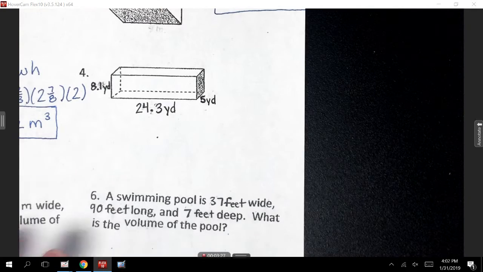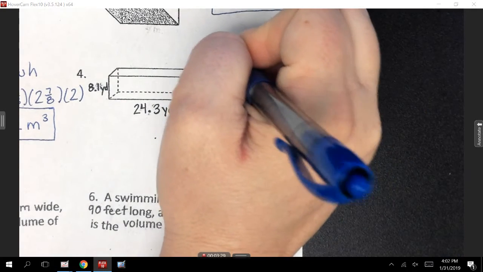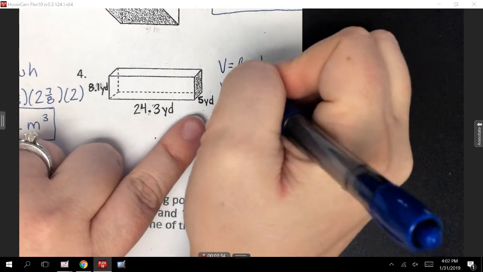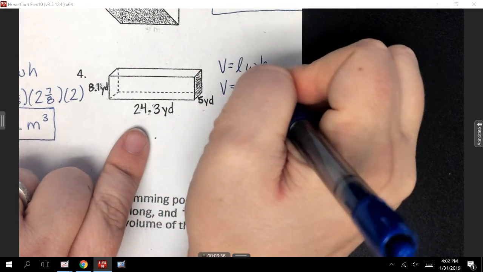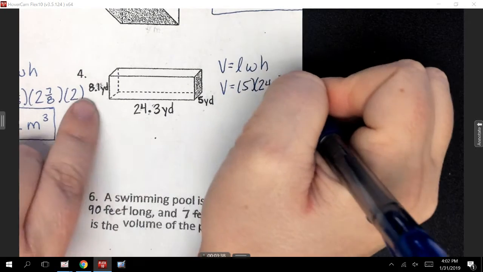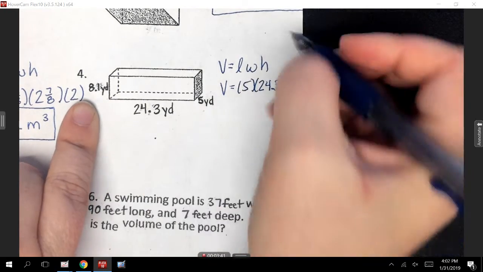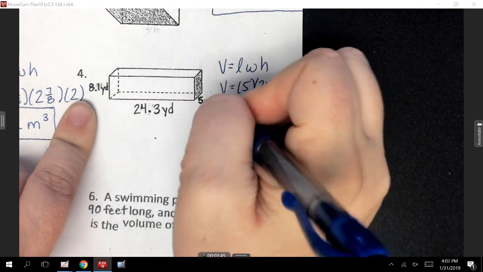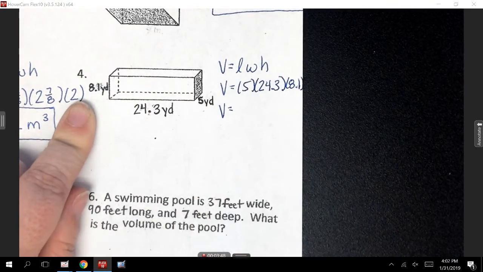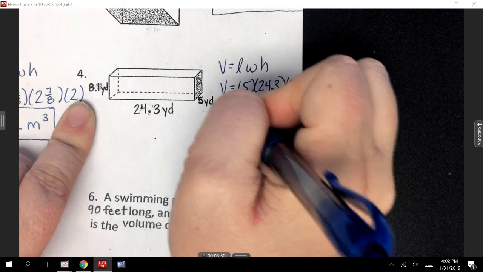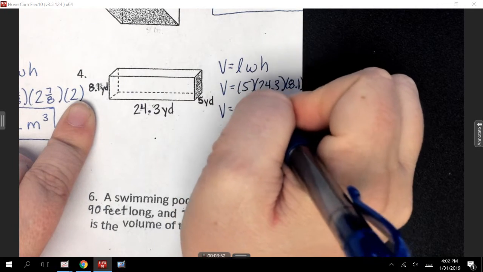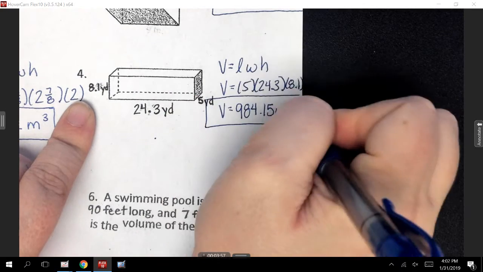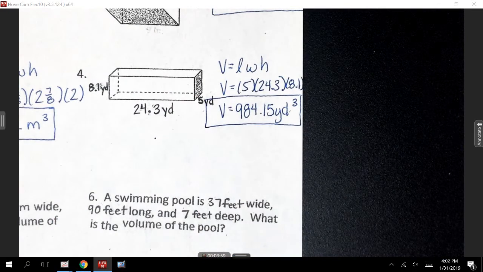All right, number 4, again, writing my formula, V equals LWH, V equals. All right, so I'm going to do my 5, my 24.3, and then my height, I'm going to let it be that up and down number again. So we're going to do 8.1. All right, V equals. Please be very careful with the decimals when you type that into your calculator. We should get 984.15 yards to the 3rd. Remember, if we have our V, we need a 3.